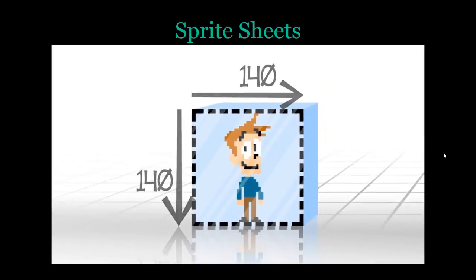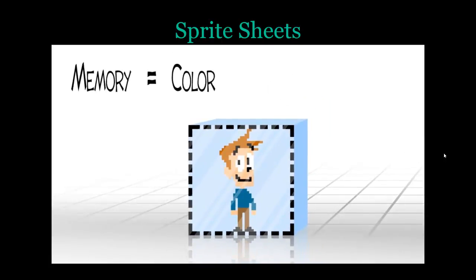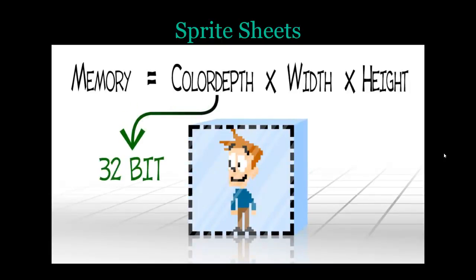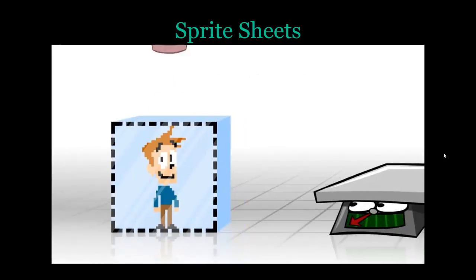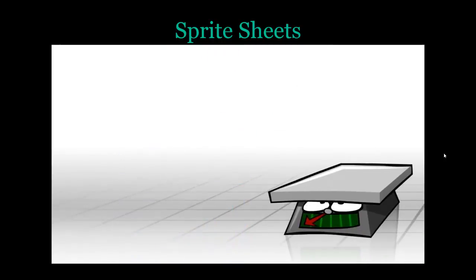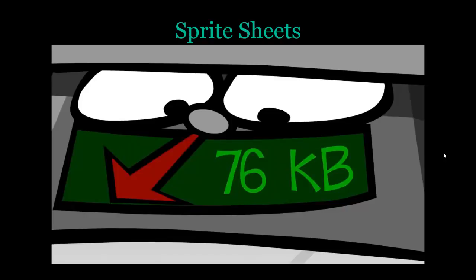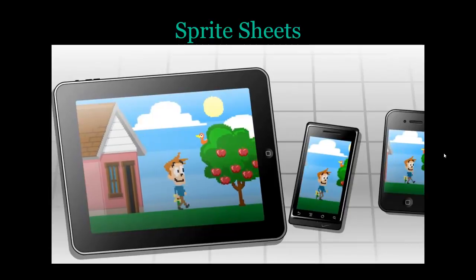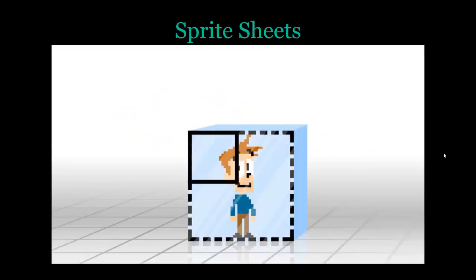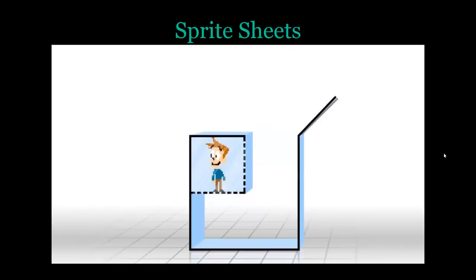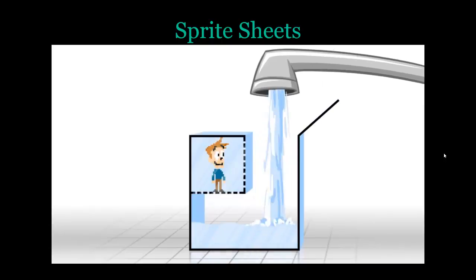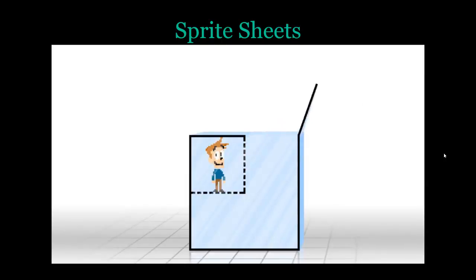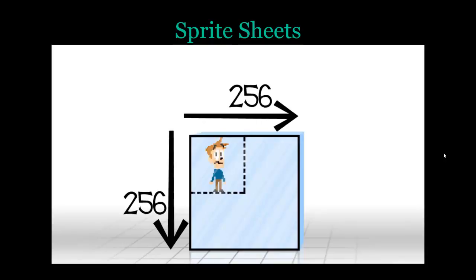For each pixel, some amount of memory is required to store its color. The exact amount depends on the color depth, which is by default 32-bit, and thus consumes 4 bytes. So the complete memory usage of Pixel Guy is 140 times 140 times 4, which is 76 kilobytes. Depending on your graphics hardware, you might only be able to use particular sizes for your sprites. For example, a power of 2 or even worse, squared sprites. For this, a sprite must be padded with additional unused pixels to match the hardware's constraints. To meet this requirement, Pixel Guy's sprite must be extended to 256 by 256 pixels.